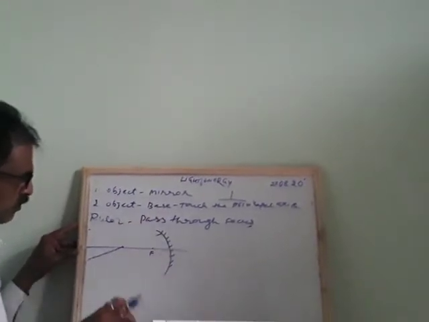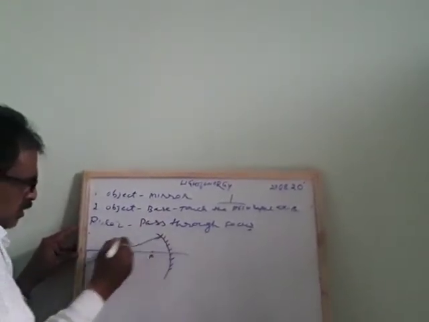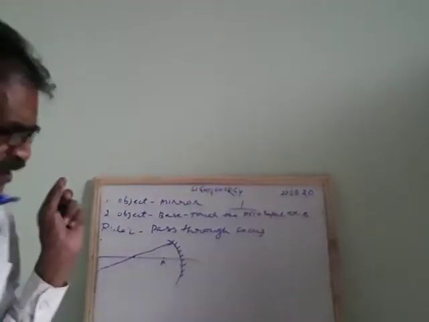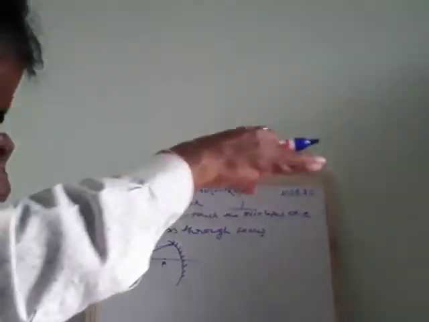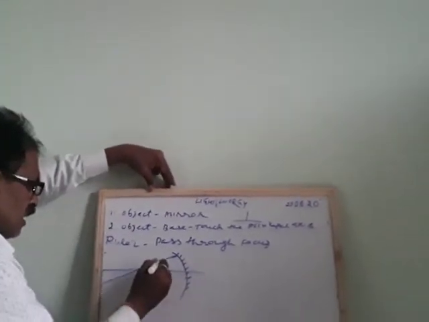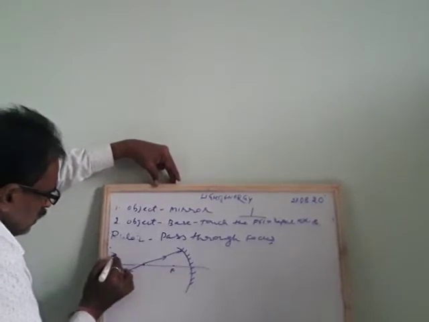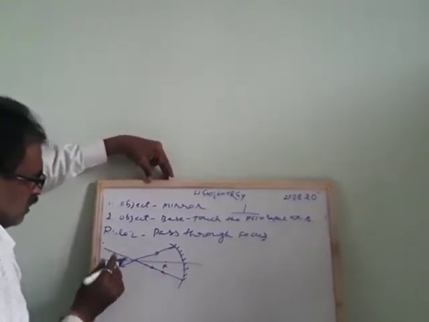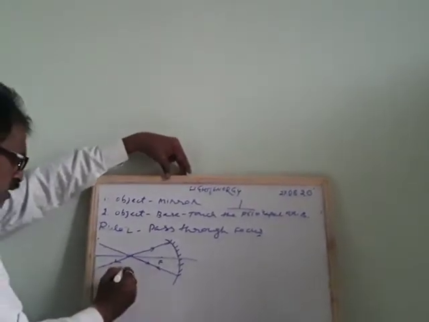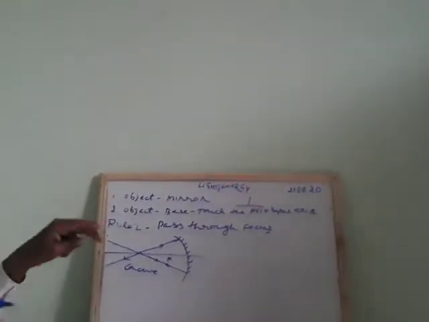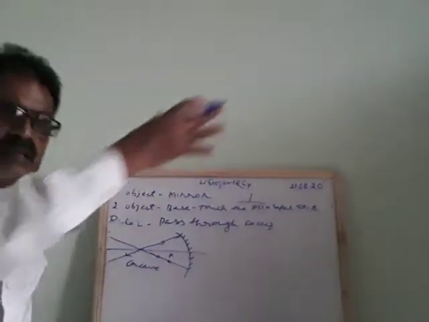Again, they will move back in the same direction. They touch and come back. Here, same case. They move through the center of curvature and again they will return back. Same case in the case of concave mirror. When the ray passes through the center of curvature, it reflects back along the same line.